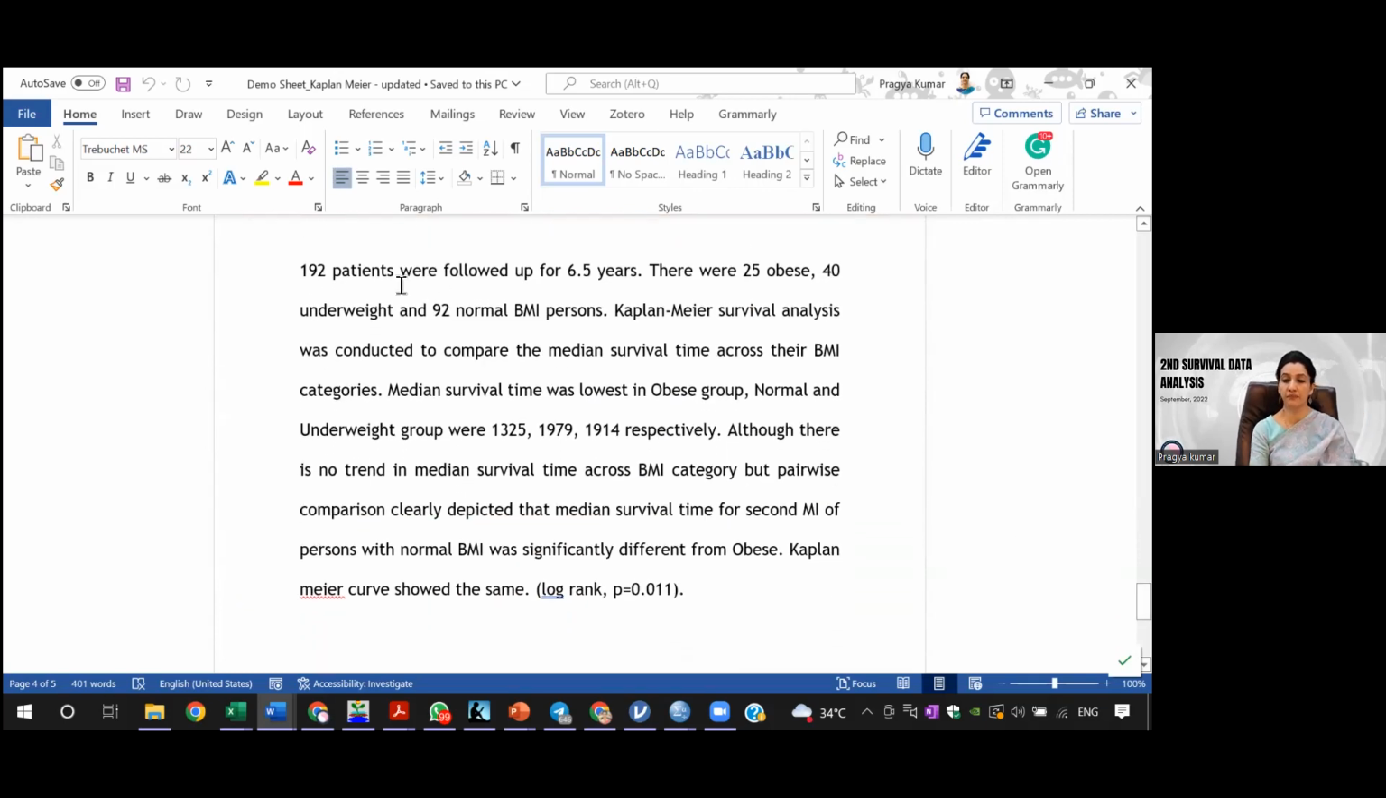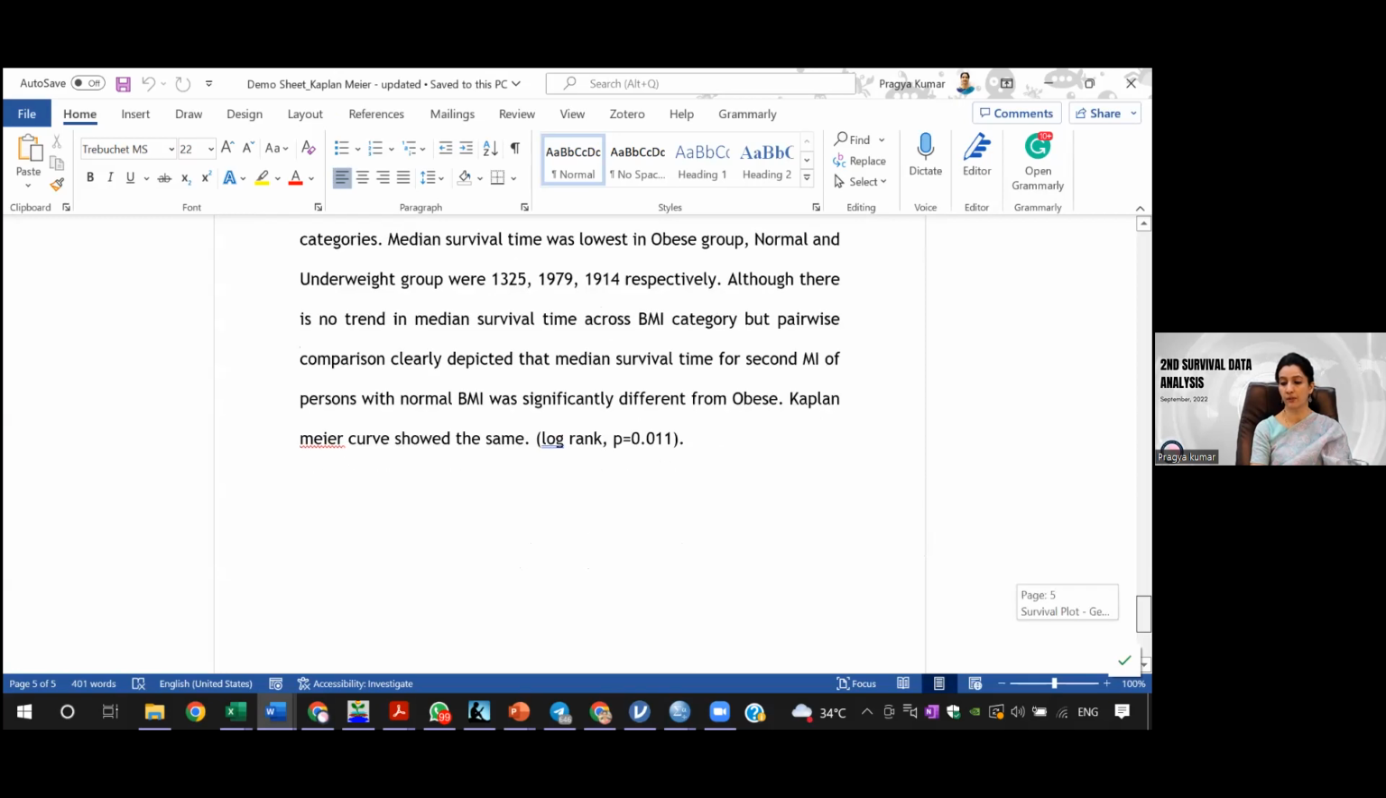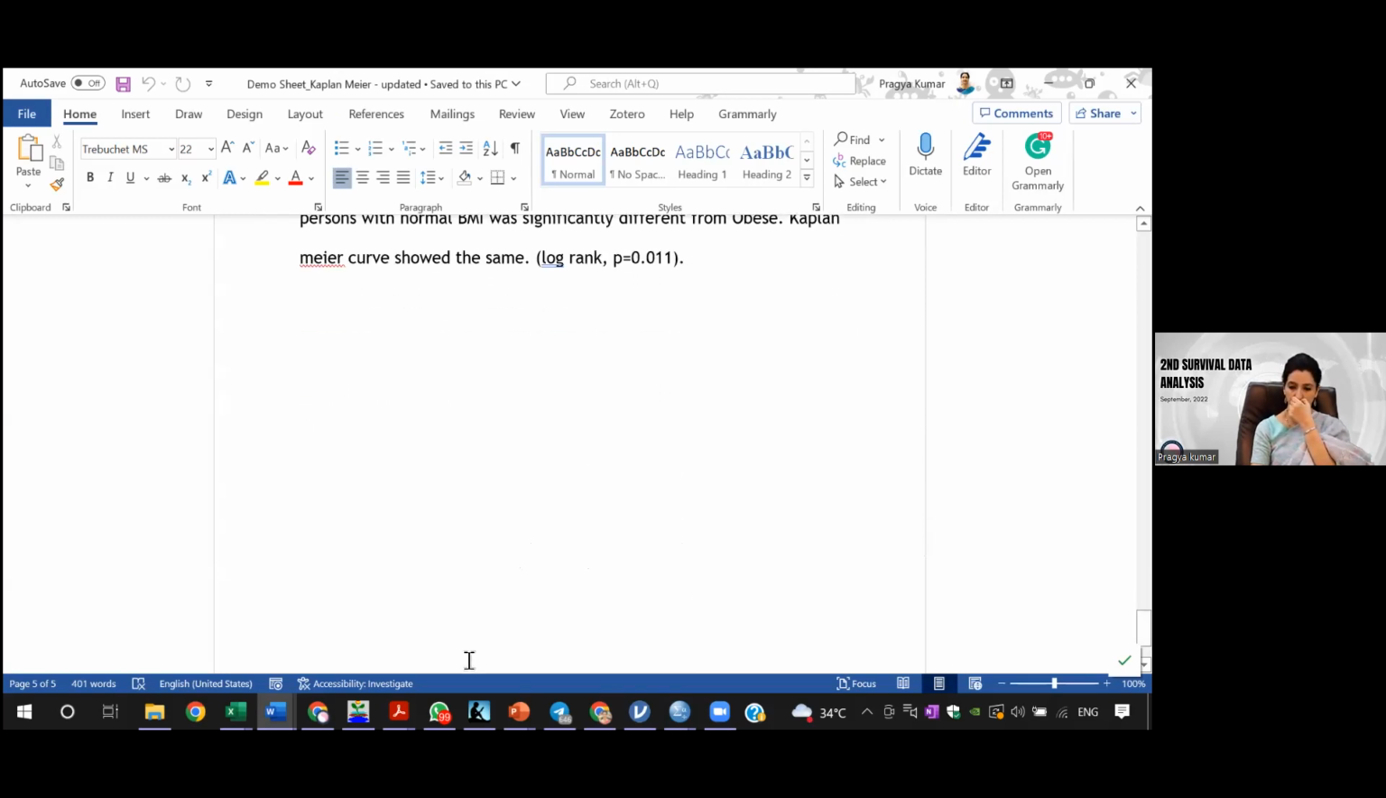And this is the write-up: in 192 patients, we have followed them up for 6.5 years. There were 25 obese, 40 underweight, and 92 normal BMI persons. Kaplan-Meier survival analysis was conducted to compare the median survival time across the BMI categories. The median survival time was the lowest in the obese group, then normal and underweight group, although there was no trend in the median survival time across BMI. But pairwise comparison clearly depicted that median survival time for persons with normal BMI was significantly different from obese, and the Kaplan-Meier curve showed the same log rank value. So this is how you write the interpretation.